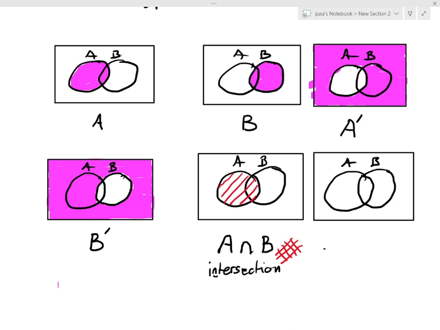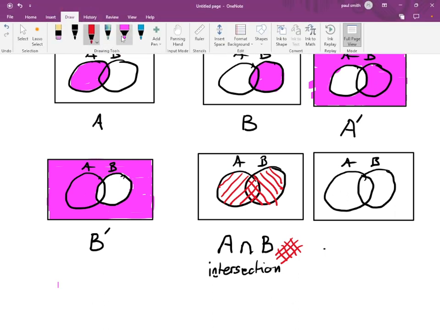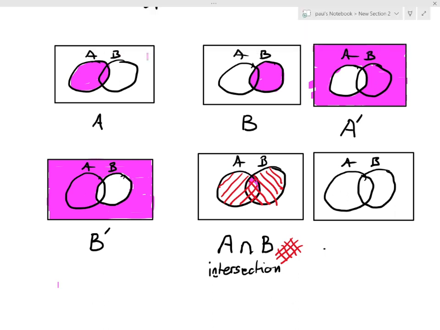And then I'm going to chop the other way. Everything that's in B is this way. And where they cross, where you get the crisscross pattern, that is what we call the intersection of A and B. So that is everything that is in A and in B. The intersection of A and B.